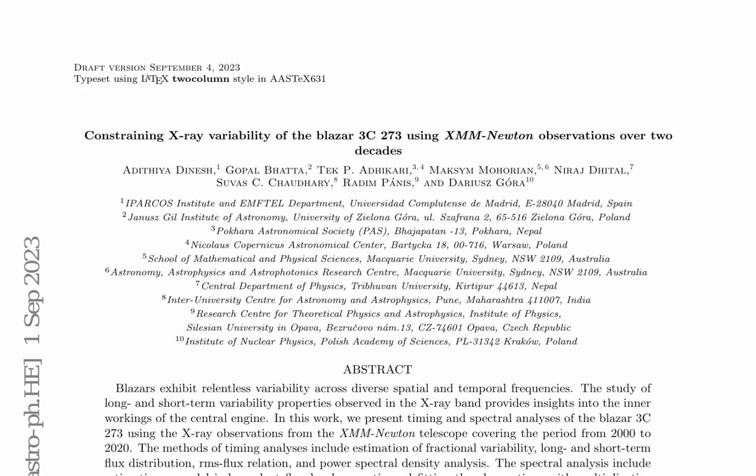A comprehensive analysis of the Blazar 3C273's X-ray variability is presented, leveraging 2 decades of XMM-Newton observations. By combining timing and spectral analyses, this study probes the intricate mechanisms driving the central engine. Timing analyses entail estimating fractional variability, flux distributions on long and short timescales, the rms-flux relation, and power spectral density.